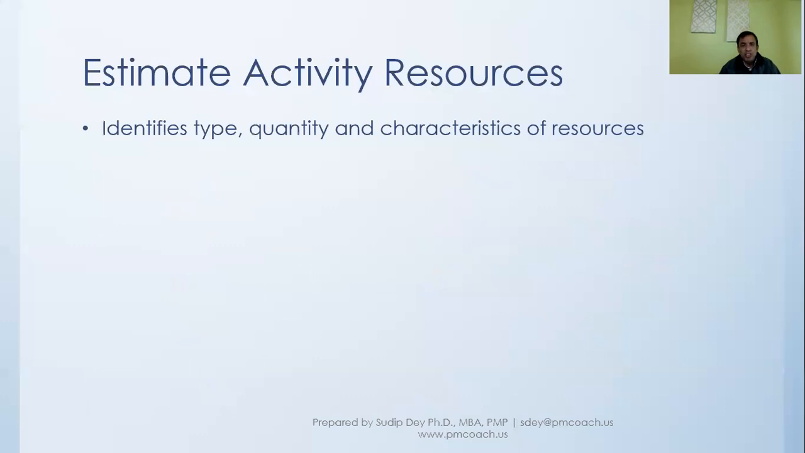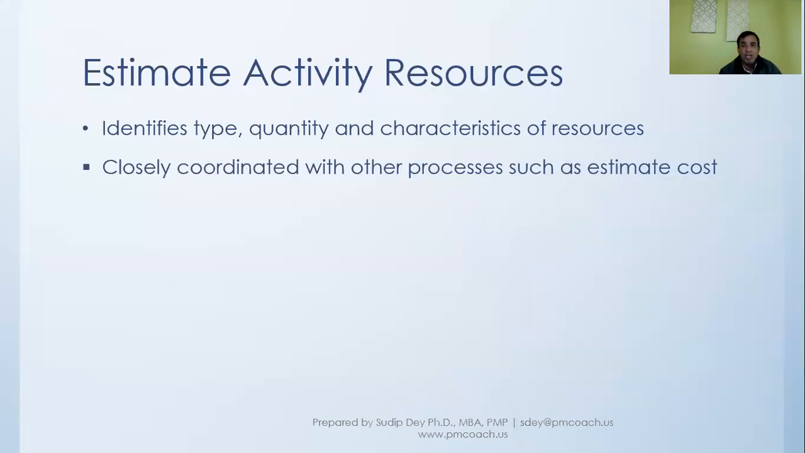Estimate activity resources identifies the type, quantity, and characteristics of resources. So here we know what the activities in the project are, because we have broken them down from the work breakdown structure, from the scope, and we found all the activities that are required. Now we want to look at each of these activities and find out what resources we need, what the type is, and what the quantity of resources is that we need for these activities.